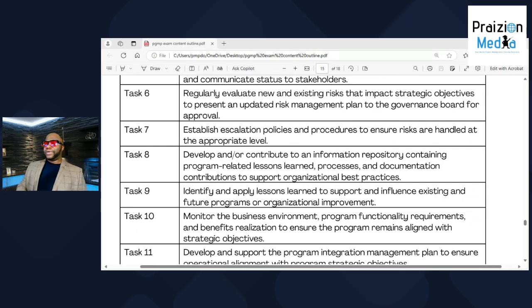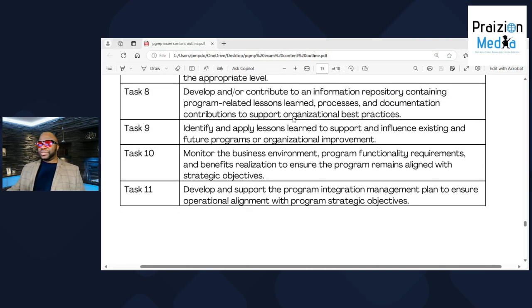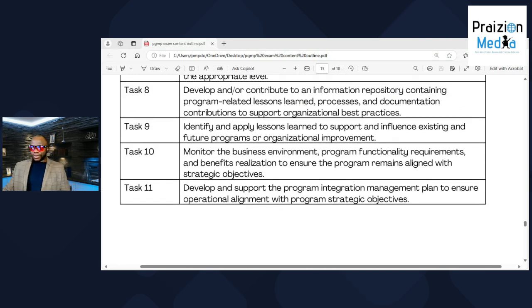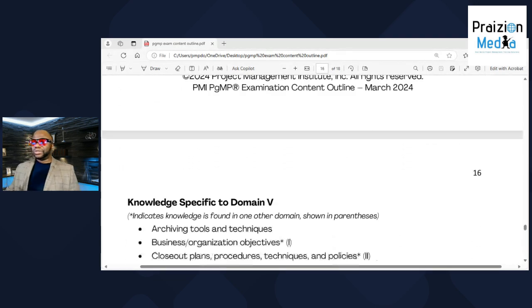Number eight, develop and or contribute to an information repository containing program related lessons learned. Number nine, identify and apply lessons learned to support and influence existing and future programs. Number 10, monitor the business environment, program functionality requirements, benefits realization to ensure the program remains aligned with strategic objectives. And number 11, develop and support the program integration management plan to ensure operational alignment with program strategic objectives.